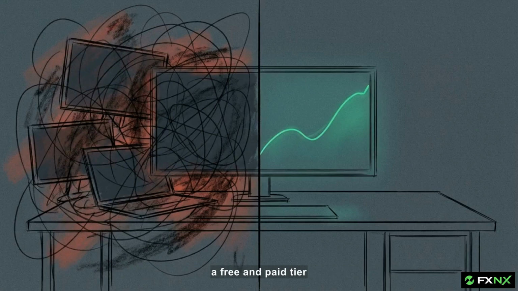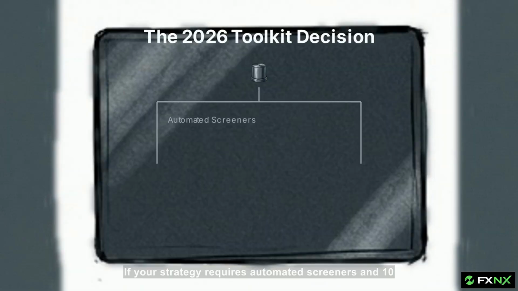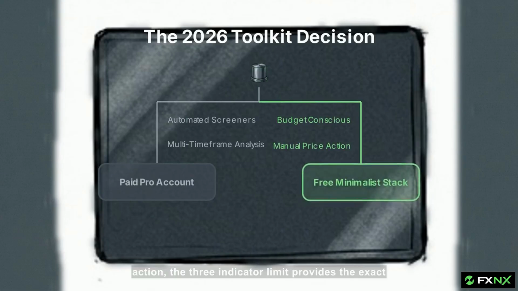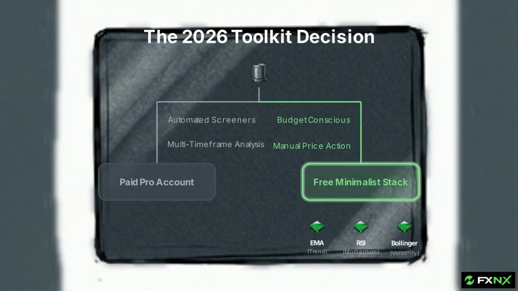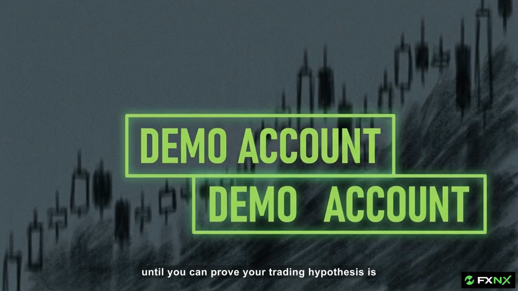Your decision between a free and paid tier comes down to your actual execution goals for 2026. This chart outlines the split. If your strategy requires automated screeners and 10 timeframe analysis, accept the cost of a pro account. But if you're budget conscious and willing to learn manual price action, the 3 indicator limit provides the exact ecosystem you need. If you are just starting out, do not spend money on charting software until you can prove your trading hypothesis is profitable without taking on financial risk.